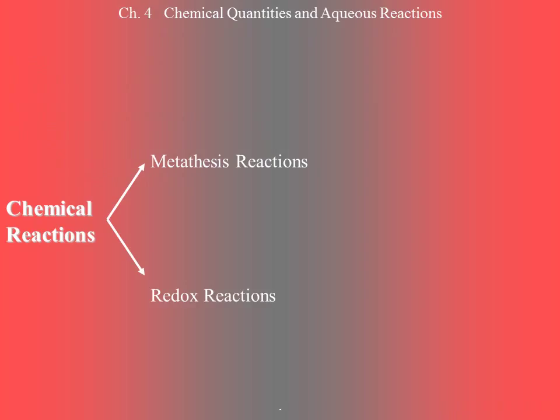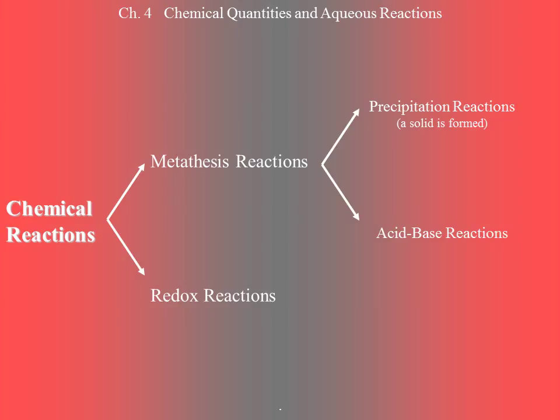Chemical reactions are divided into metathesis reactions and redox reactions. The metathesis reactions are further classified as precipitation reactions or acid-base reactions. Not much explanation about this. The acid-base reaction is going to neutralize the two compounds, and it's going to form a salt and water. Here, precipitation reactions. We call them precipitation reactions because we have the formation of a precipitate, a solid.